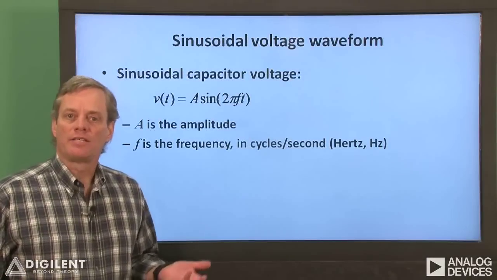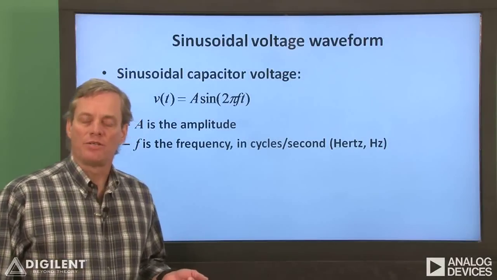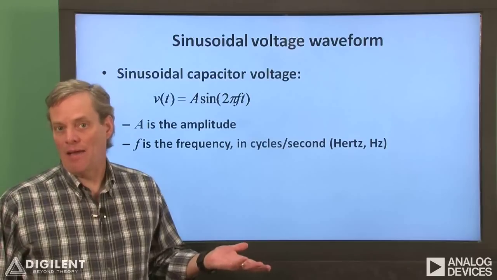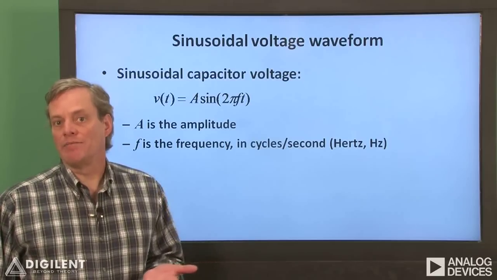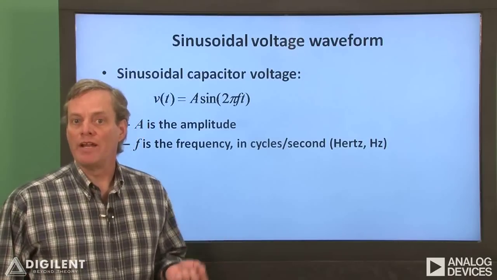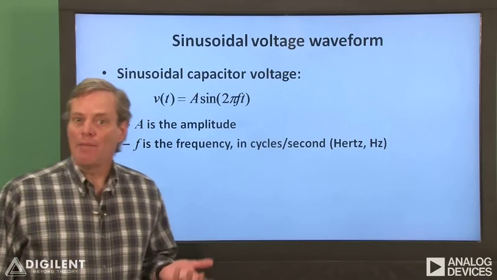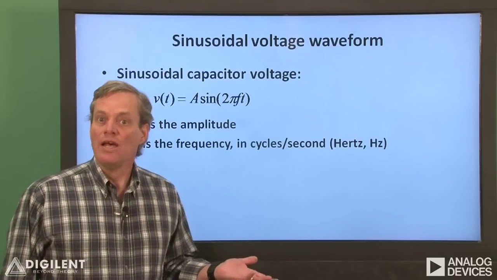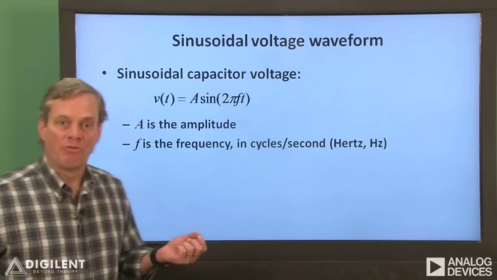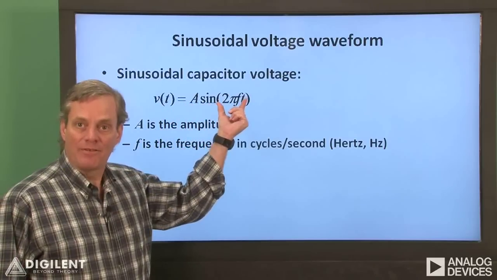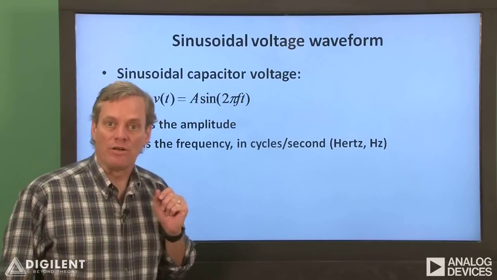Let's say that we apply a sinusoidal voltage difference to our capacitor. Mathematically, a sinusoid is expressed as A, an amplitude, times sine of omega times t, where omega is the frequency of the sinusoid in radians per second. In the lab, it's generally easier to work with frequency in cycles per second, or hertz. This means that our sinusoid is going to be written as A times sine of 2 pi times f t, where f is the frequency in hertz.